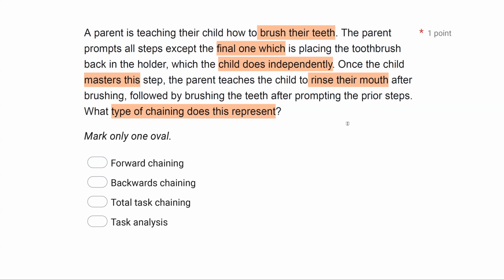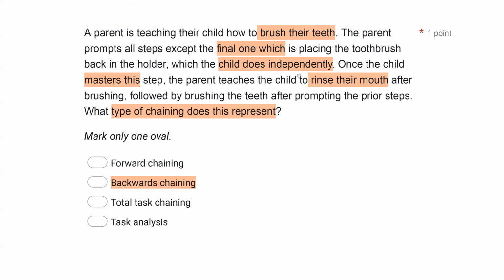When we teach that last step first, what do we call that? A, forward chaining. Forward chaining, we're teaching the first step first. What we're doing here is backwards chaining. Total task chaining, we're teaching all steps. And the task analysis is how we break down the actual behavior to get the steps.